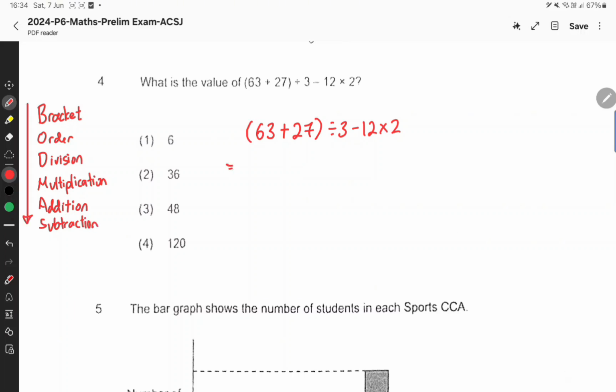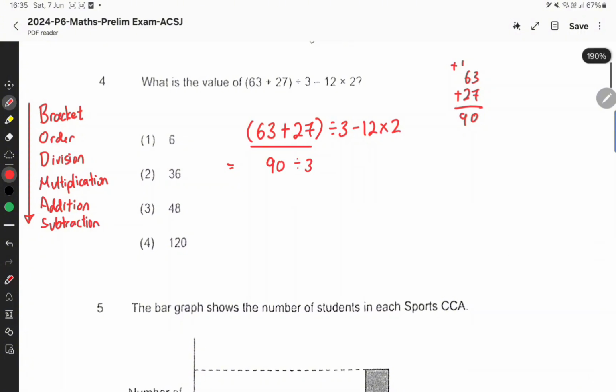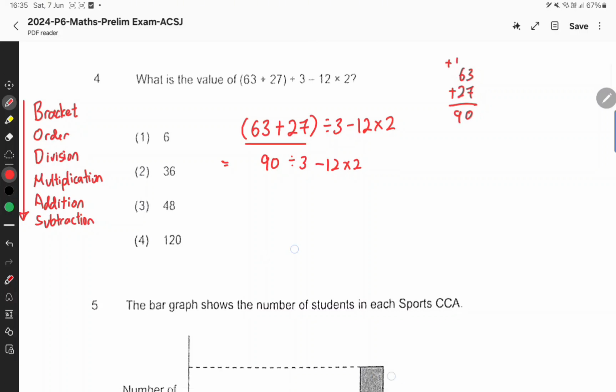So 63 plus 27, we'll do our working. 7 plus 3 is 10, and 1 plus 6 plus 2 is 9. So therefore 63 plus 27 is 90. Then 90 divided by 3 minus 12 times 2. Following the BODMAS rule, we are done with bracket. Now we move on to order, and we do not have any order. Order is basically your squares and cubes. Next we have division or multiplication.